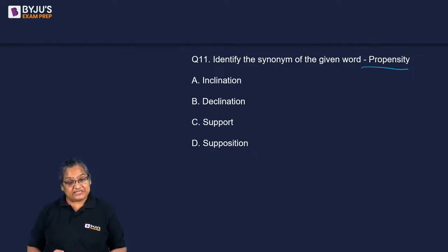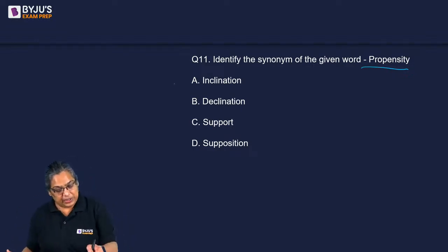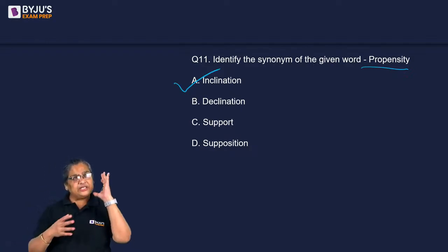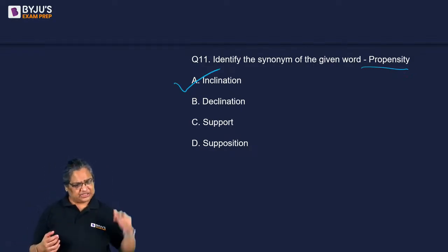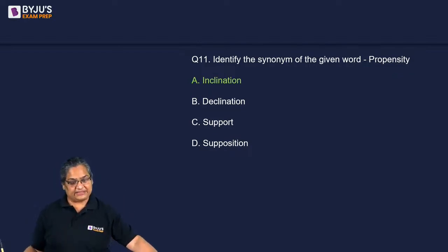You have a propensity to forget your keys. You have a propensity to bang the door. I have a propensity to keep lifting my glasses. Somebody has a propensity for something. Propensity: a tendency, an involuntary habit. So inclination. Declination is used more for describing the position of the sun or a downward tilt. So the correct answer is inclination.